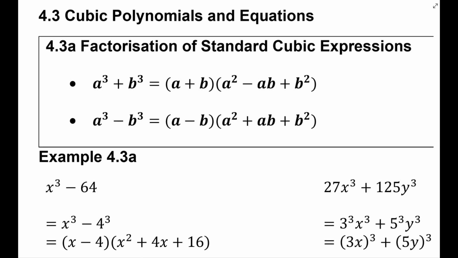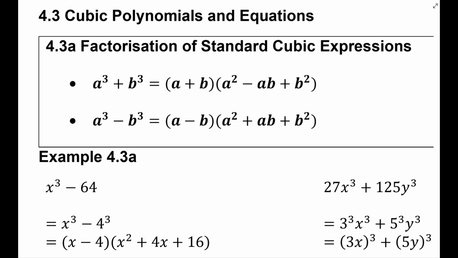Now, the first bracket of the factorization will always be linear. So it's always a plus b or a minus b. Then the second bracket is your quadratic one. So it will be a square something ab something b square. Now the hard part to remember is whether it's a plus sign or minus sign. So there's an easy way to remember.